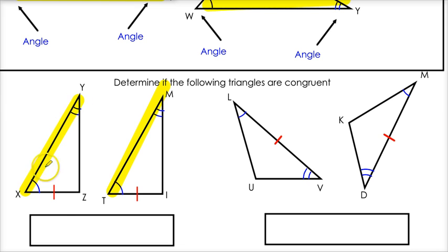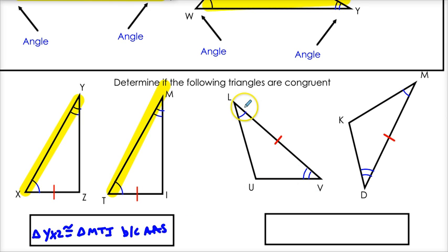Now, if you look here, when I connect the two angles, the side is not in between them. So I would say that this is angle, angle, side congruence. So in this case, I know that triangle YXZ is congruent to triangle MTI because of angle, angle, side.